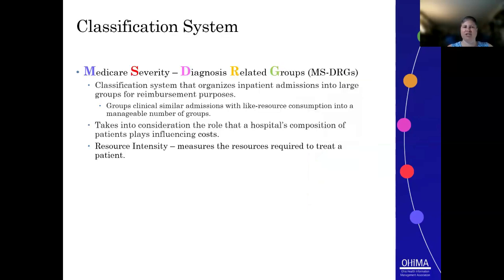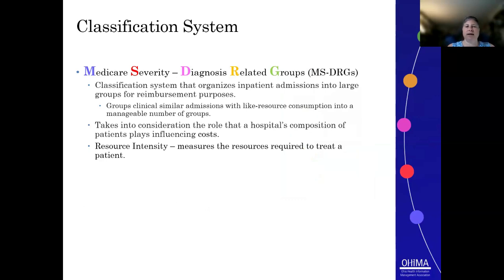Okay, so the classification system itself is called Medicare-Severity diagnosis-related groups, or folks in the hospital call them MS-DRGs, or often you'll also hear just DRGs. That was the original classification system. The Medicare-Severity was added in 2008 to add that severity component to the payment system that utilizes this classification system.